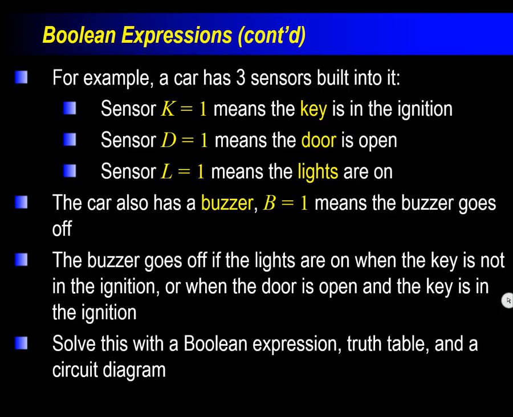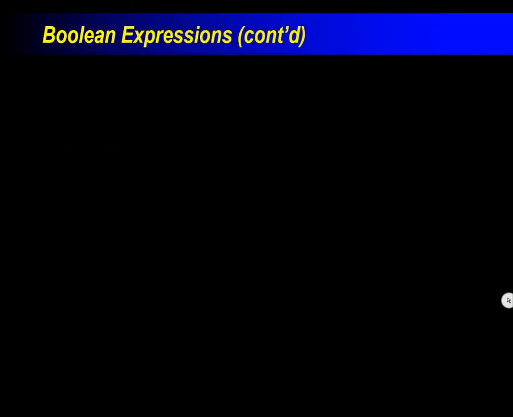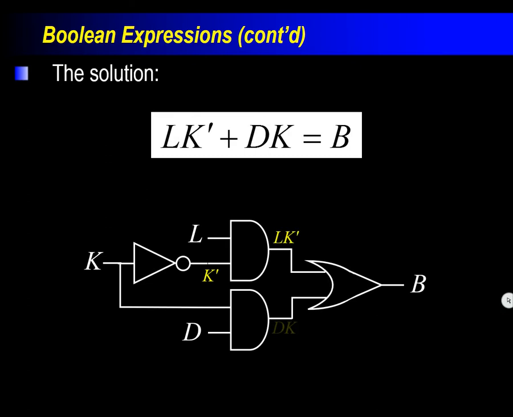Now, this would be kind of a tougher question, but I think it's entirely possible that this is something you could think about creating in expressions and circuitry. This is a real-world problem. This is actually the way cars work. So they actually have to give that to electricians to figure out. So let me do it for you. Okay? That's the solution right there. L represents the lights, K represents the key, D represents the door, B represents the buzzer. This is the actual circuit you could give to an electrician to make those sensors work.